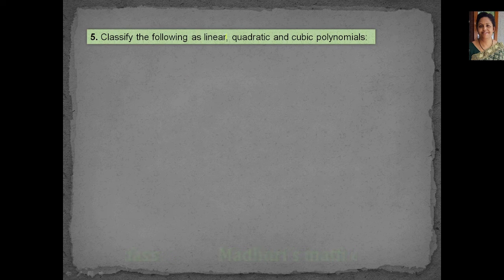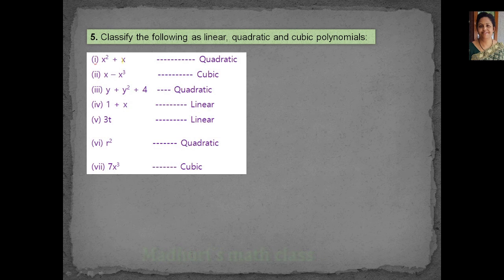Now classify the following as linear, quadratic and cubic polynomials. Linear polynomial means a polynomial with the degree 1. Quadratic means a polynomial with the degree 2, and a cubic polynomial means a polynomial with the degree 3. First one, x squared plus x. What is the degree? Highest power is 2. So degree 2 means it is a quadratic polynomial. Here x minus x cubed. The highest power is 3. So highest power 3 means it's a cubic polynomial.